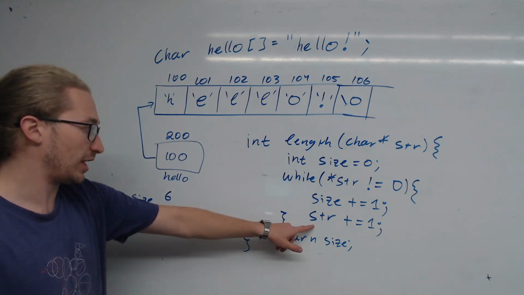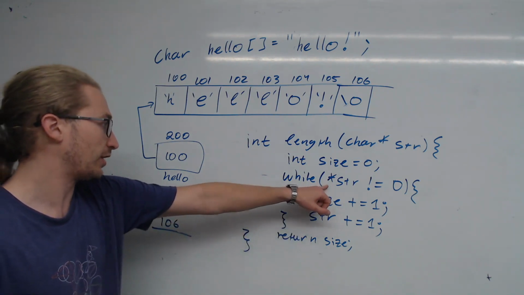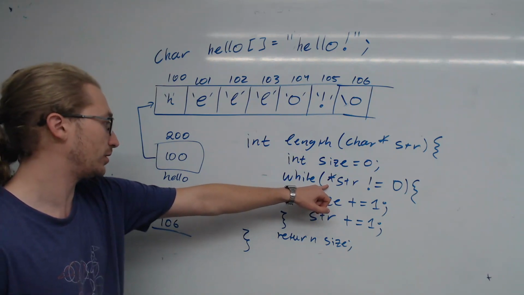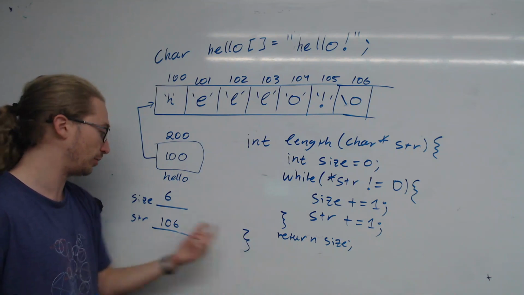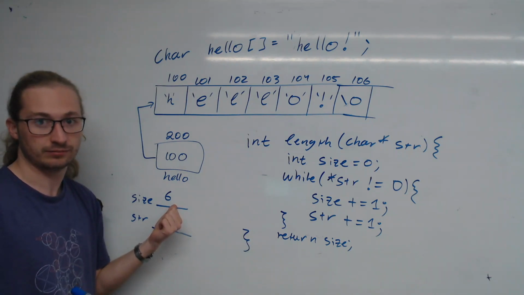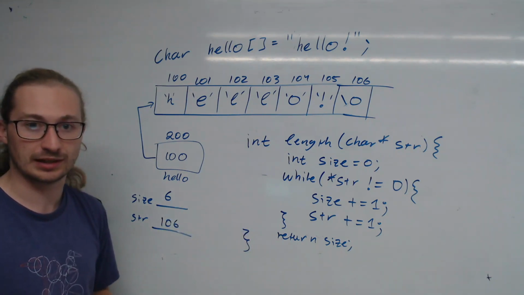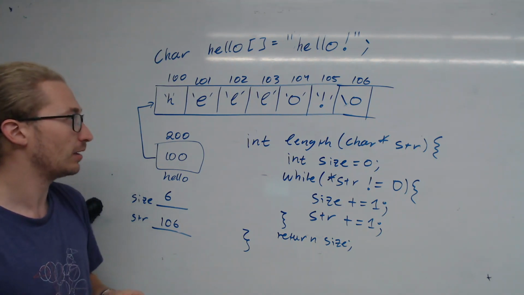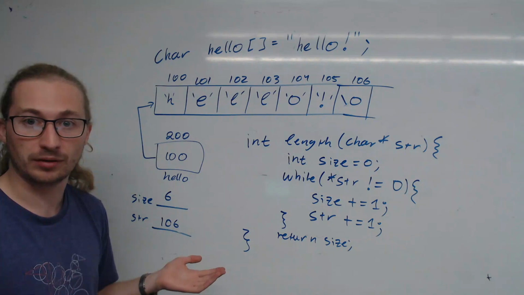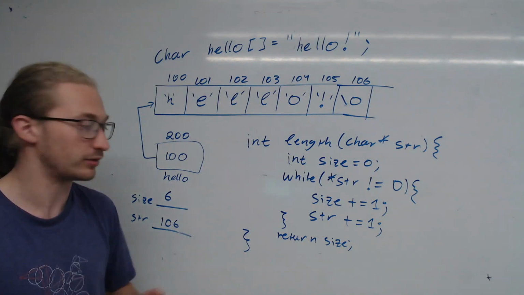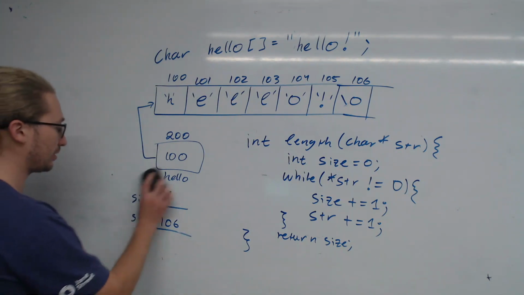And then what happens next? So fetch the thing that lives there at 106. It's a null terminator, so we exit the while loop, and then I return the size of 6. So that's the function that computes the length of a string. Okay? So now we've seen what a string is. Now we can deal with something nastier, an array of strings. So get rid of this.